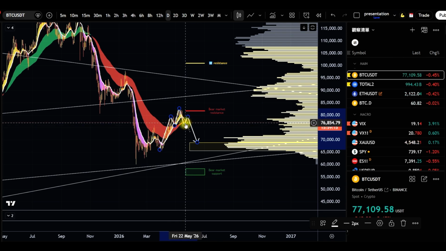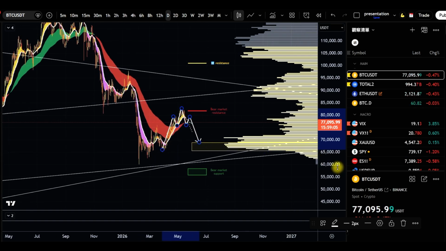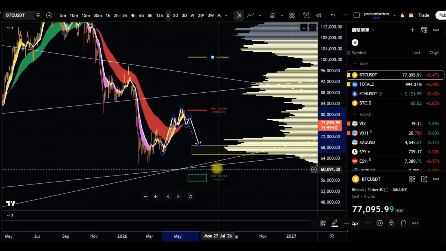It should give us at least 3 to 5 days to complete this right shoulder, and then we'll consolidate and start the correction all the way down to 70k, 68k. So that's how I see the market in the next 2 or 3 weeks, all the way until June 20th.